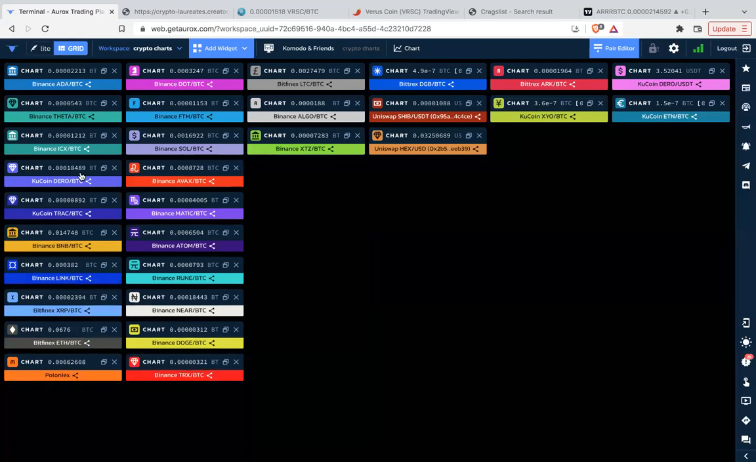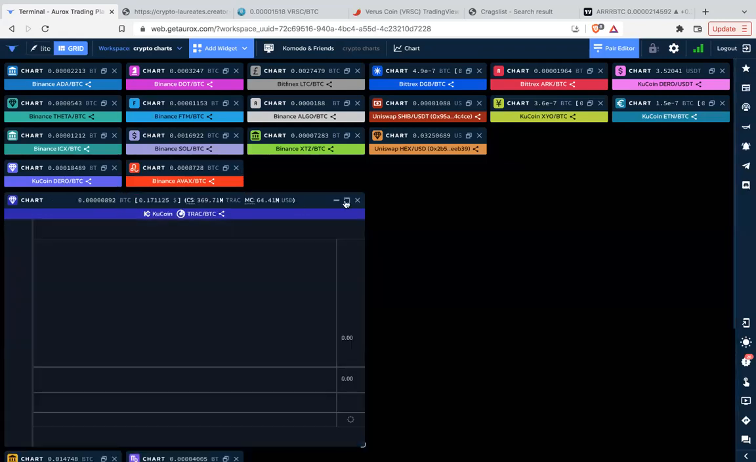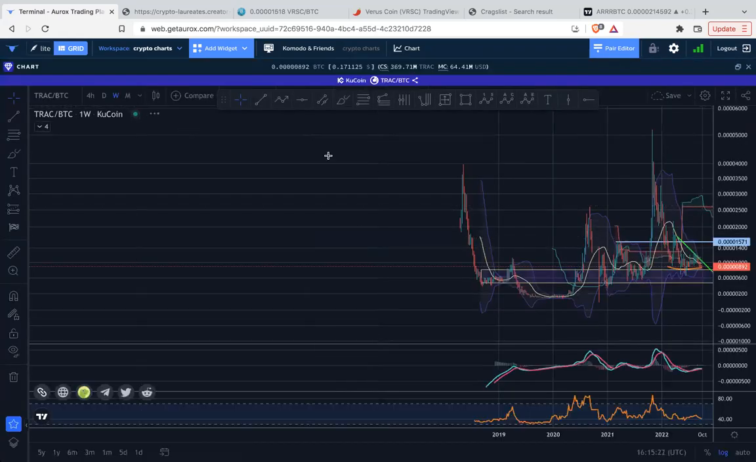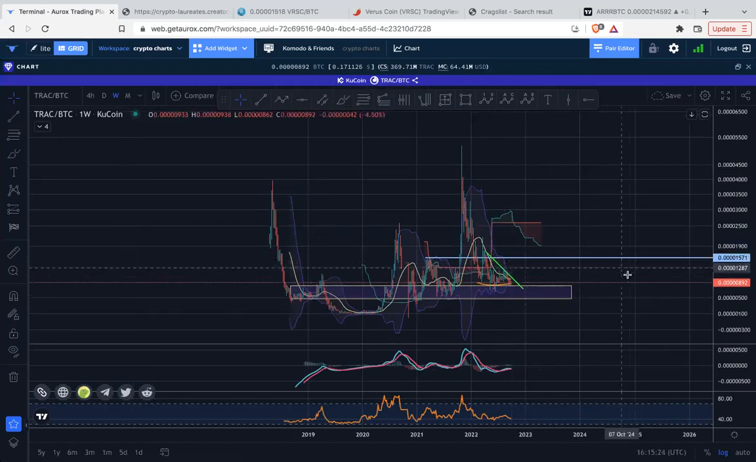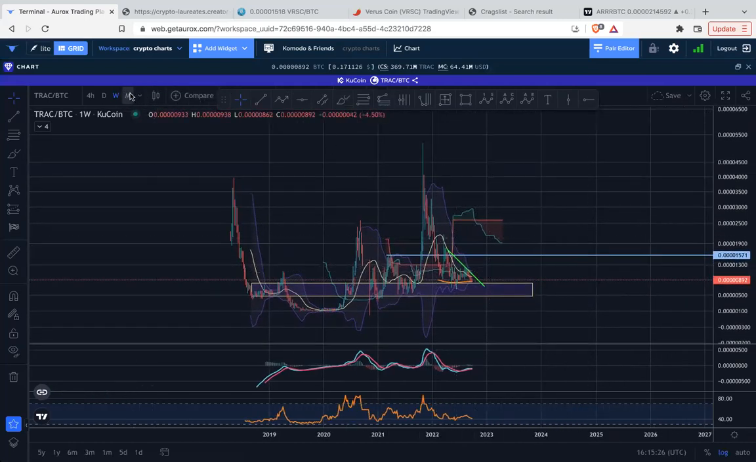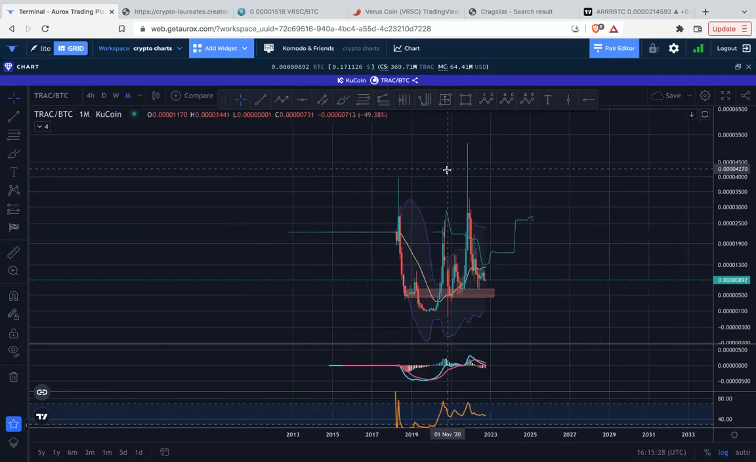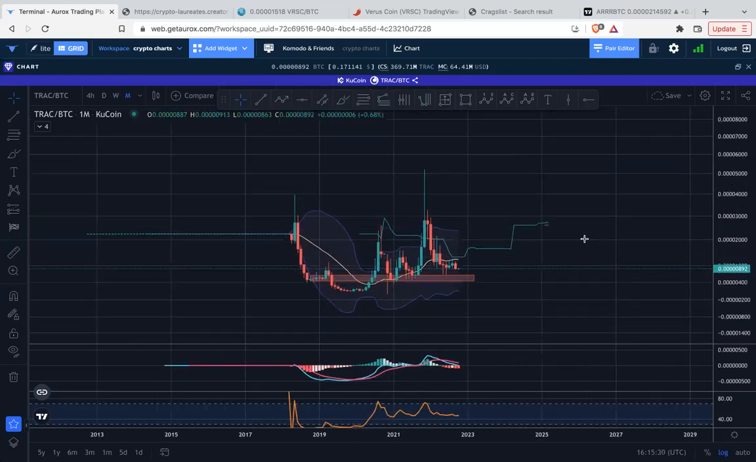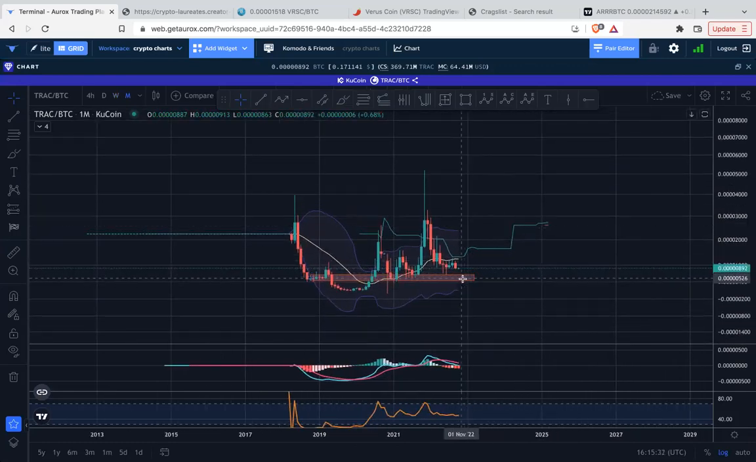Moving along to TRAC, OriginTrail against BTC. Also relative weakness on the weekly. Looks like the local downtrend is going to continue, but you never know. On the monthly, that means the price is likely coming down to this horizontal zone here and hopefully can hold. But if not, you might see some wicks or even candle closings below these levels.